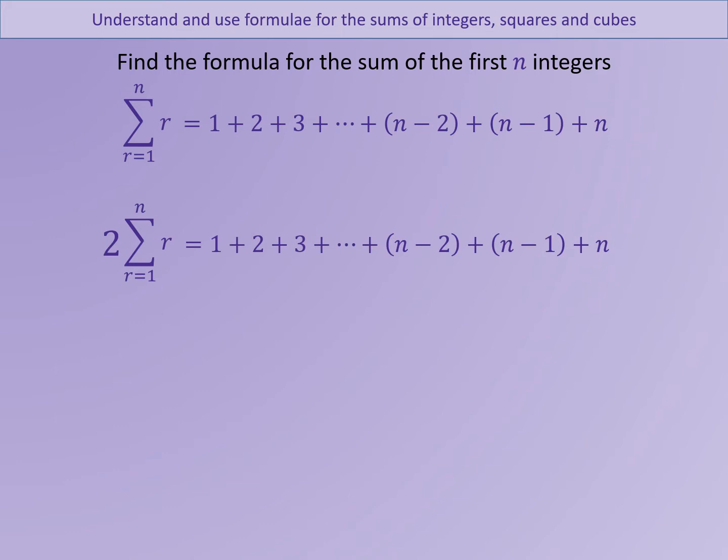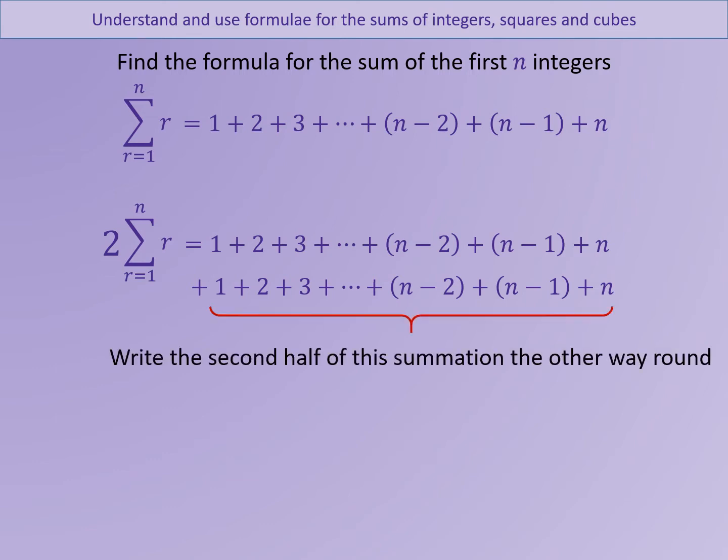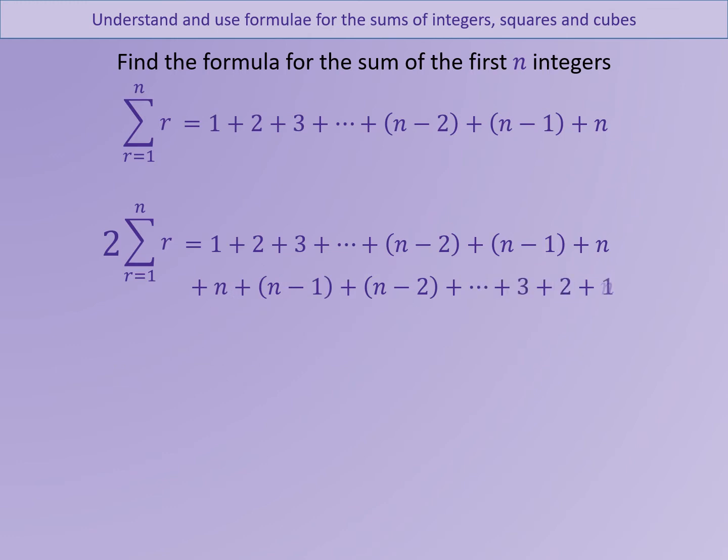So the way that we can think about finding a formula for that is we can write out 2 times that formula to begin with. So 2 times the sum from r equals 1 to n involves writing out the same line twice. So 1 plus 2 plus 3 all the way up to n plus another 1 plus 2 plus 3 up to n. And the reason we're doing that is because we can then write the second line in reverse. So if we reverse the second line, so we start with n and then go down until we get to 1, we've then got 2 lines with the same summation twice but written in different orders.